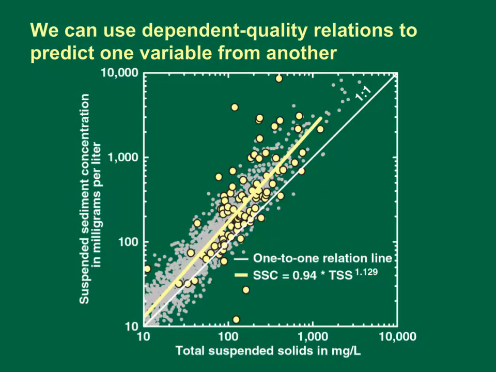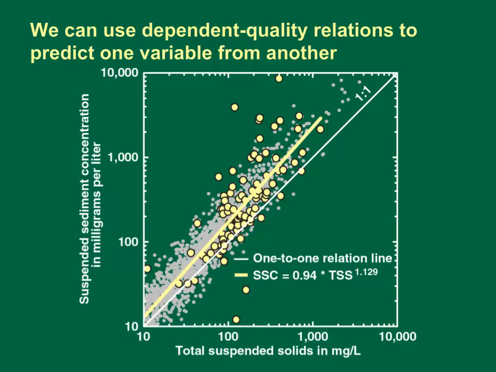This graph shows the dependent relation between total suspended solids, TSS, and suspended sediment concentration, SSC. SSC is on the vertical axis and TSS is on the horizontal axis. The white line is the one-to-one line, the yellow circles are the data. We can see that most of the SSC values fall above the one-to-one line. This is because TSS does not capture the sand size fraction in stormwater. The yellow line is the log-log regression between TSS and SSC.